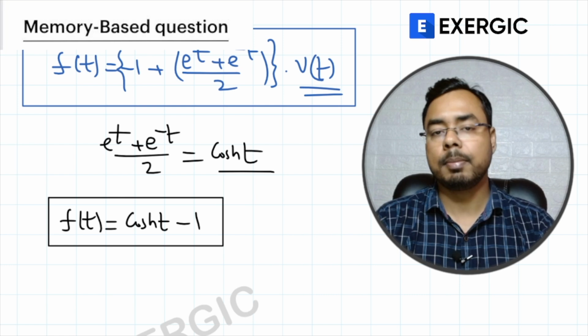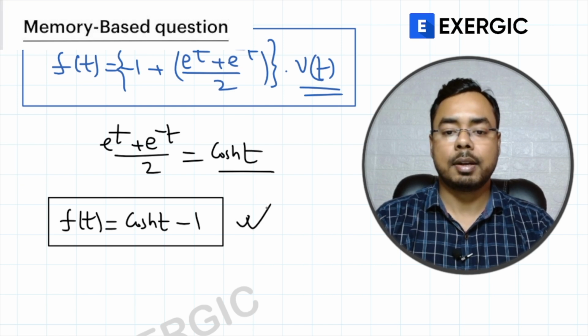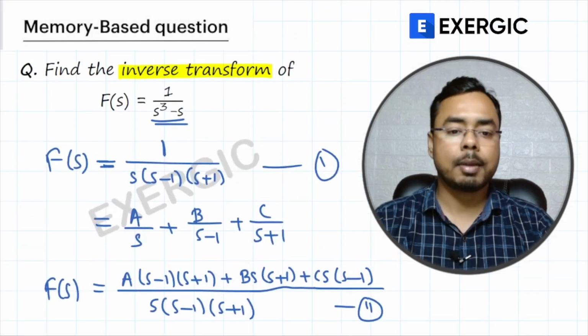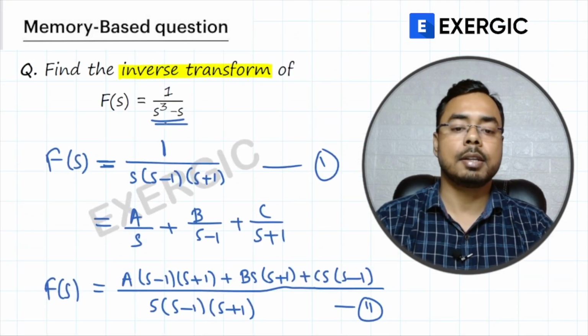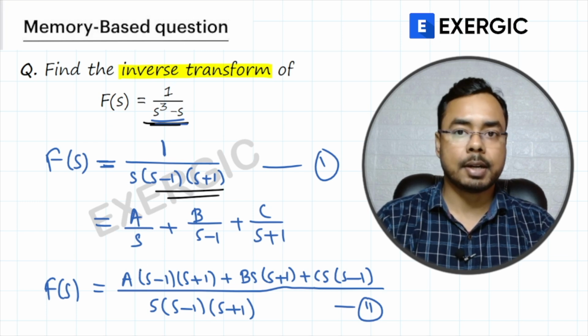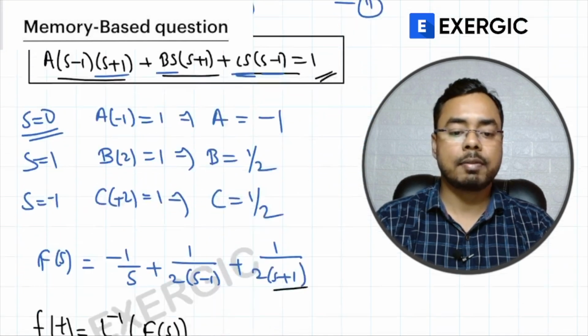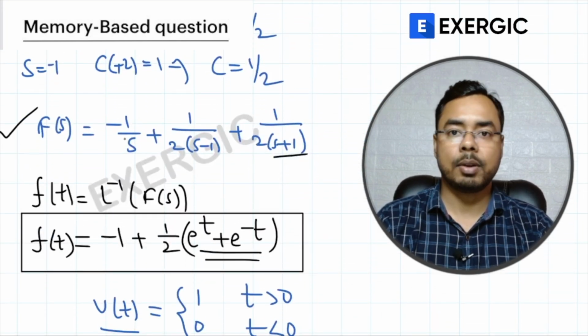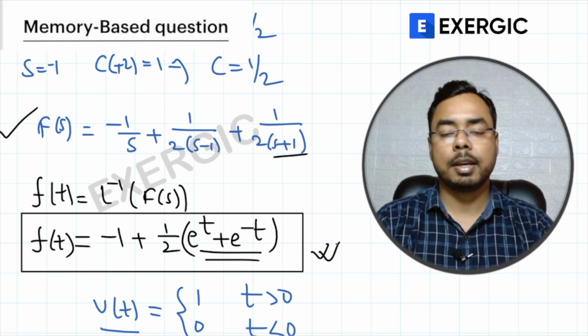Now since these are memory based questions, it is not always clear what the options were which were given in the problem. So whatever the option, the key concept here is that since we have 1 upon product of three linear factors, first write the partial fraction, and once the partial fraction is written, then this is our F of s, right? So from here calculate the inverse transform, this will be the inverse transform.